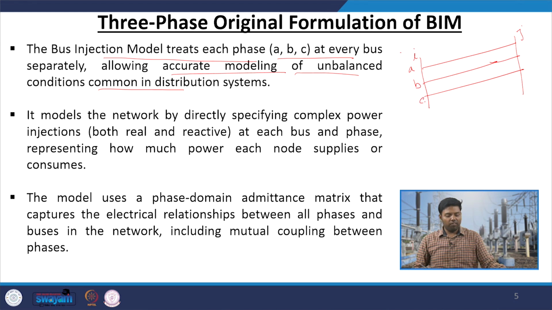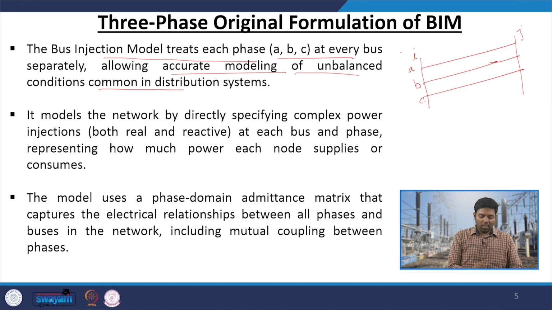So, we will take a three-phase configuration, and it models the network by directly specifying complex power injections. That means how much is the real and reactive power injection at each phase level. Not only bus level, we are doing it on a three-phase basis, so we will see at the phase level. Then the phase domain admittance matrix, we will see, captures the electrical relationship between all phases and the buses in the network.